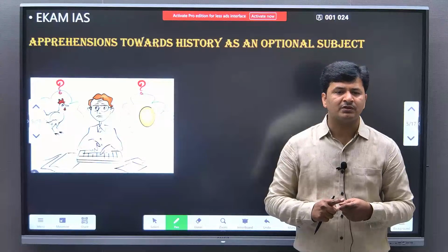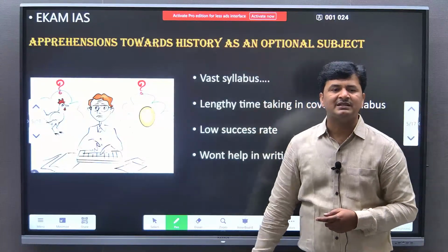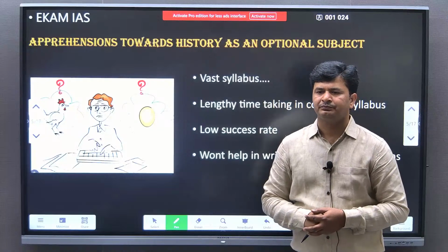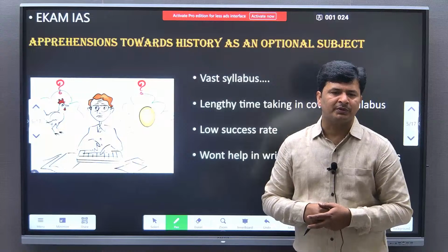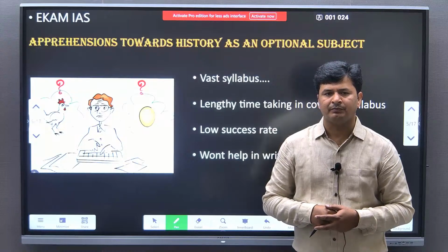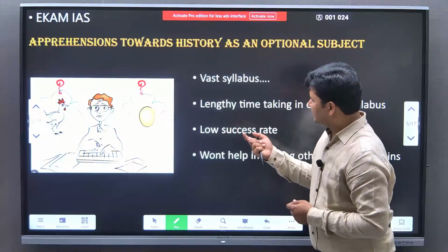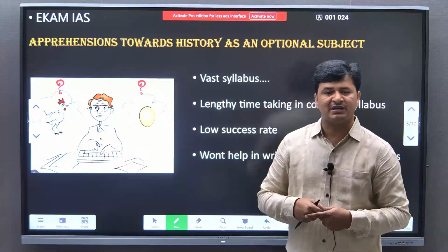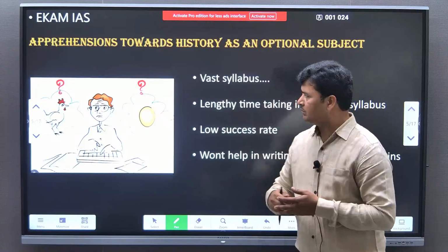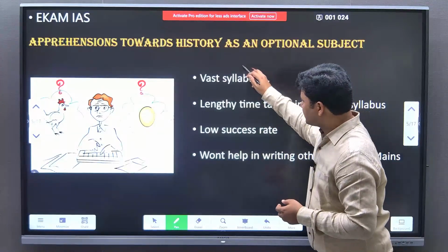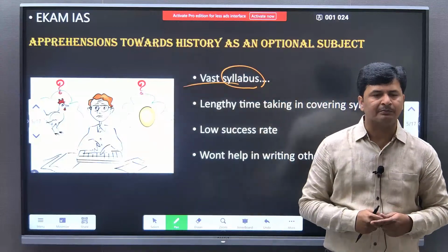First and foremost myth, that is vast syllabus. That is the reason I deliberately gave the syllabus copy. Vast syllabus. Now if someone asks a question, as you said, apprehension on one hand, you are saying vast syllabus on the other hand. Well, the syllabus is vast, no? Let me tell you, the optional syllabus was not vast, it was made as a vast. That's it. Just go through the syllabus.